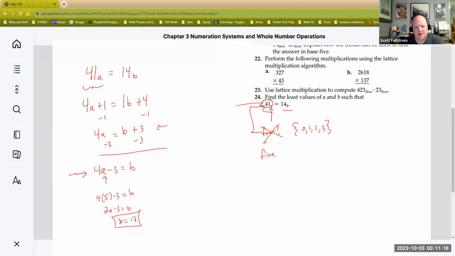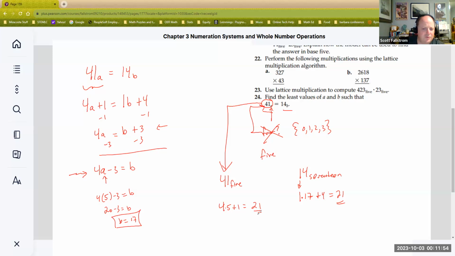And now you can kind of check this on your own, right? If this was 41 base 5, then it'd be 4 groups of 5 plus 1 if I was turning this back into base 10, which is 21. And if I came over here and I did 14 base 17, pretty weird, then this would be 1 group of 17 plus 4. And 1 group of 17 is 17 plus 4 is 21. So they come up with exactly the same value in base 10. So that tells you there they go.